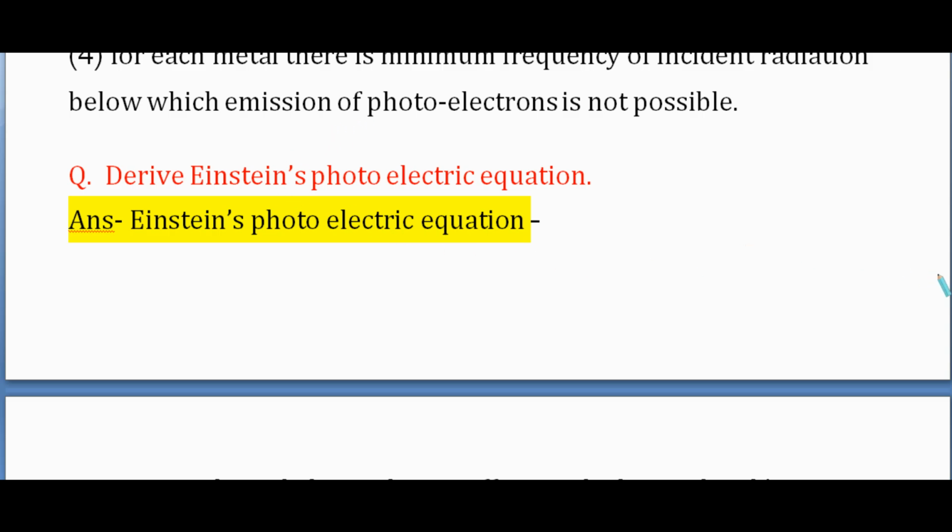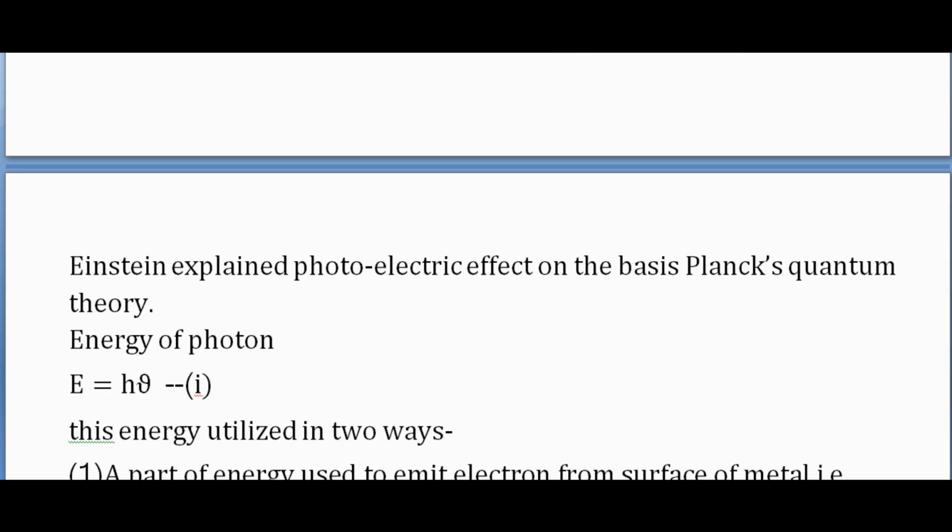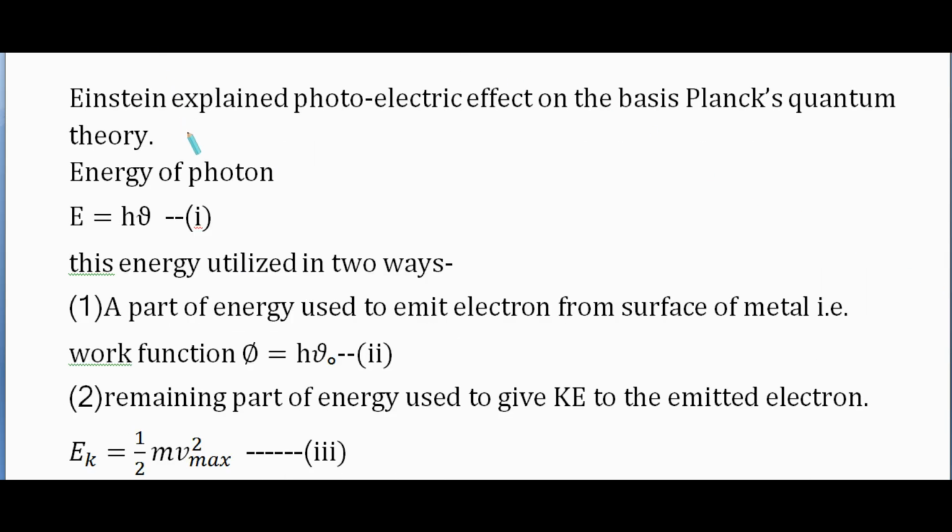Question: derive Einstein's photoelectric equation. Einstein explained photoelectric effect on the basis of Planck's quantum theory. Energy of photon according to Planck E equal to h nu. This energy is utilized in two ways. A part of energy is used to emit electron from the surface of metal, that is work function phi equal to h nu naught. Remaining part of energy is used to give kinetic energy to the emitted electron, that is Ek equal to half mv square max.